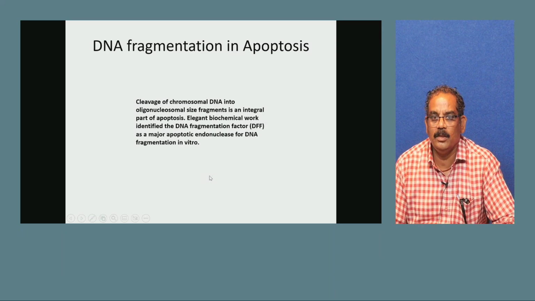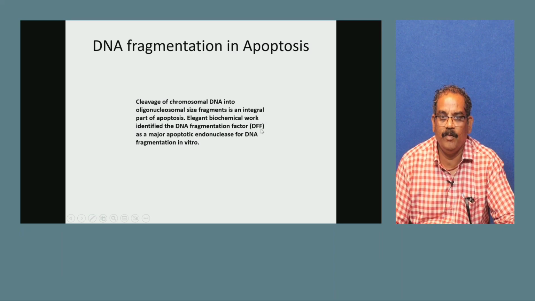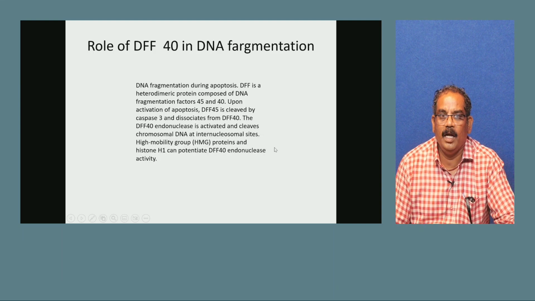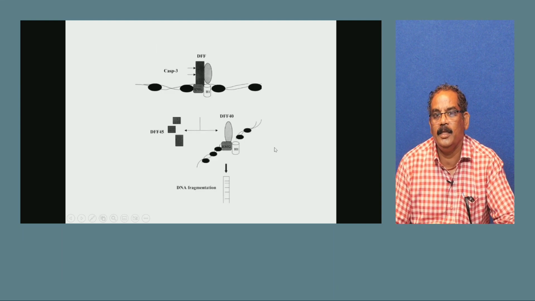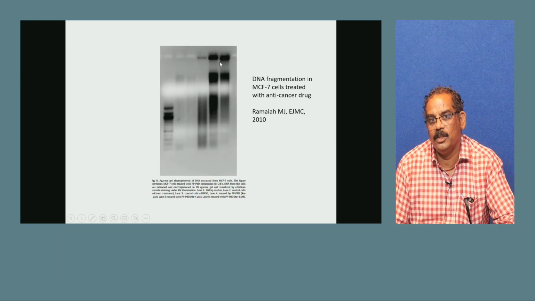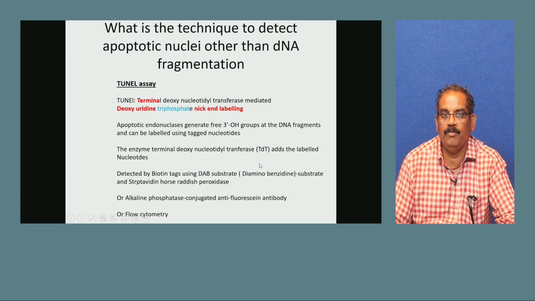So in apoptosis, DNA fragmentation takes place and the DNA fragmentation factors do that. This is 80s research, high mobility group of proteins also. This is my paper in 2010, when compound treated cells will undergo DNA damage. So the DNA which has to be intact will undergo damage and a ladder-like structure will be formed.